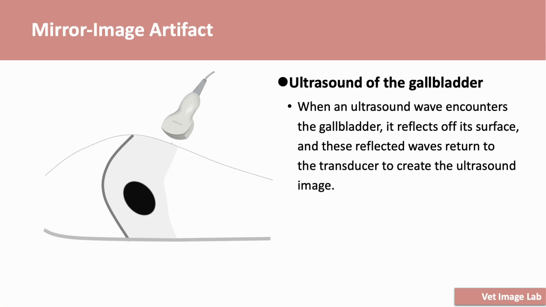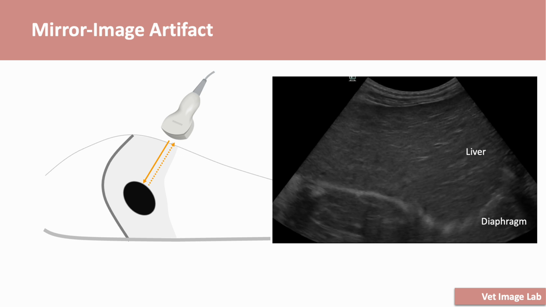Now, let's talk about a mirror image artifact. To better understand this artifact, let's use the liver and gallbladder as examples. When an ultrasound wave encounters the gallbladder, it reflects off its surface, and these reflected waves return to the transducer to create the ultrasound image. So like in this image, the liver appears above the hyperechoic diaphragm.